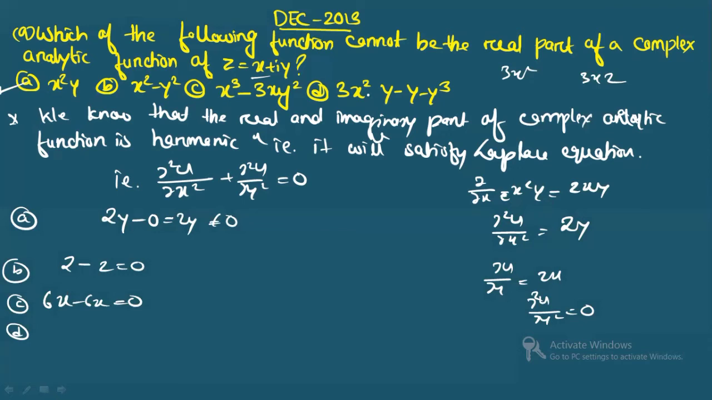So with respect to x, if you differentiate, 3y will be as it is, and 2x gives you 2, so this is 6y. And if you differentiate with respect to y, on double differentiation this will become 0, and this will also become 0. But this will give you 3y square, and differentiating again you will get 6y. So the minus sign is there, so minus 6y, and you will get 0. So the correct option is option A. x square y cannot be the real part of the complex analytic function z equals x plus iy.